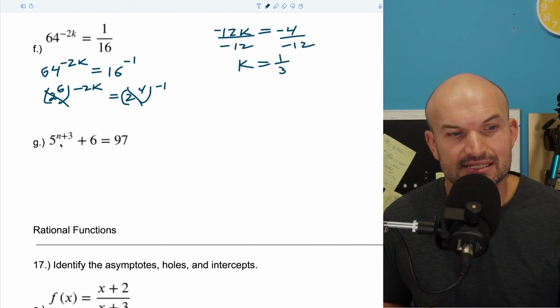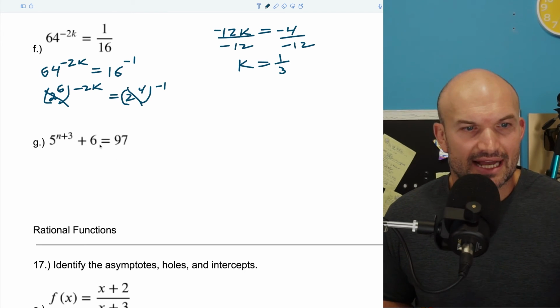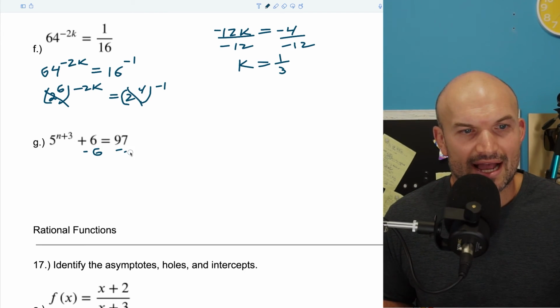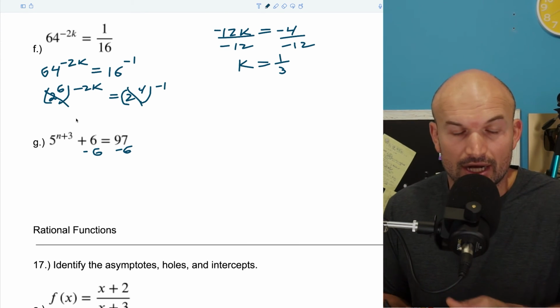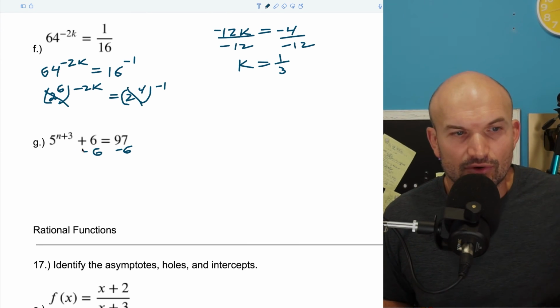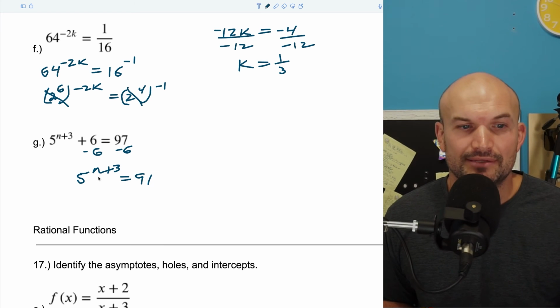Now in this last example here, we have 5 raised to the n plus 3, plus 6 equals 97. So when I go ahead and subtract 6, right, because just like with the logarithms, how we want to isolate the logarithms or get it to one logarithm, the same thing we want to do for an exponential equation. We want to isolate this. 5 to the n plus 3 is going to equal 91. We want to isolate the exponent.